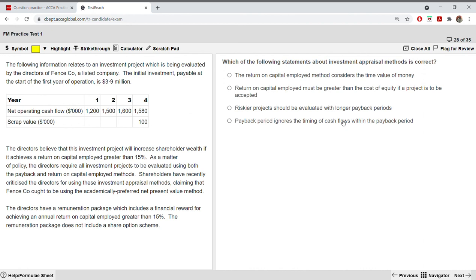The return on capital employed method considers the time value of money, does it? We just saw it does not calculate time value of money. We are not discounting anything, so it's wrong. Return on capital employed must be greater than cost of equity if a project is to be accepted. No. Why? Because we are seeing the net present value, whether it's positive or negative, to accept a project, not return on capital employed greater than cost of equity. Second is also wrong.